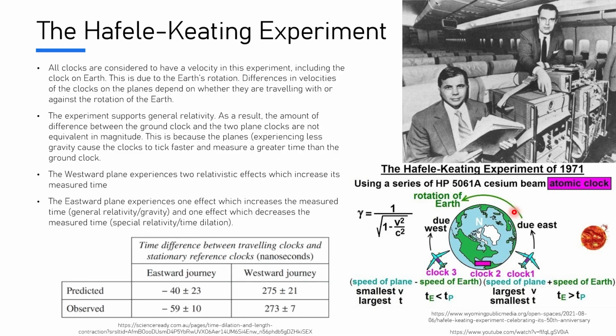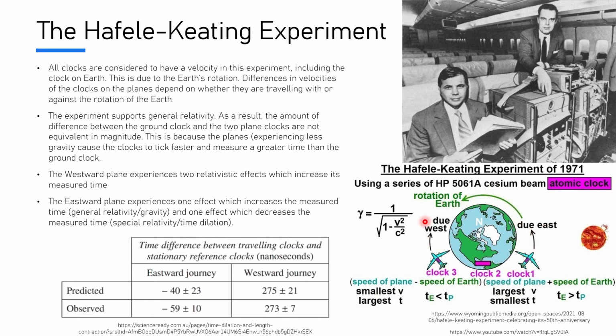In this experiment, it's really important to understand that all clocks are considered to have a velocity in the experiment, including the clock on Earth, and that's due to the Earth's rotation. Therefore, the difference in velocities of the clocks on the planes depend on whether they're traveling with or against the rotation of the Earth. In other words, the clocks on the eastward plane have a velocity of the rotation of the Earth plus the velocity of the plane. The clocks on Earth have a velocity equivalent to the rotation of the Earth, and the clocks traveling west have a velocity which is the rotation of the Earth minus the speed of the plane.